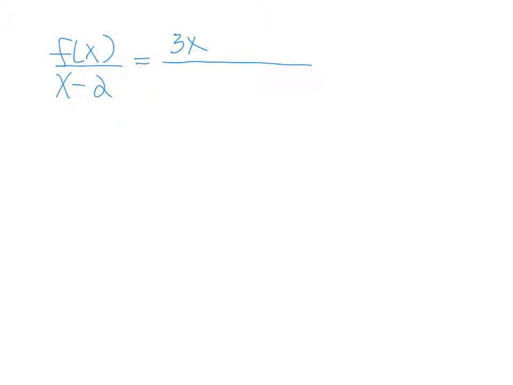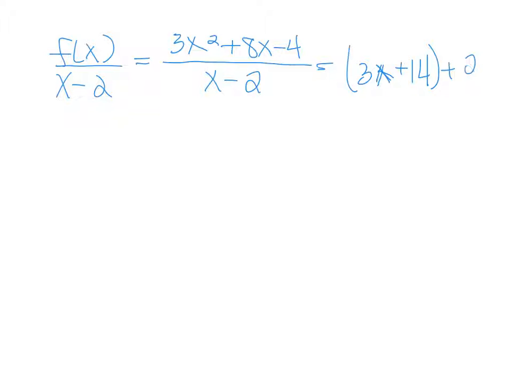There we go. 3x squared. I don't know why my pen isn't working. 3x squared plus 8x minus 4. We divided it by x minus 2, and we got 3x plus 14 plus 24 over x minus 2.